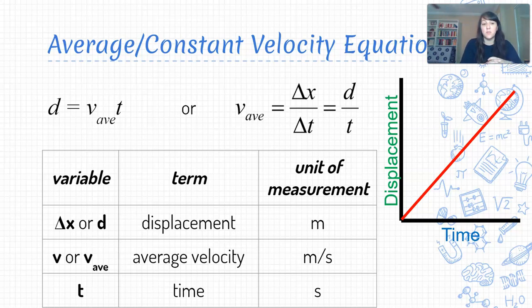So displacement is represented by either delta x, which again represents change in position, or we can just use the variable d for displacement. We typically measure that in meters, but we could use miles, feet, kilometers, any other measurement that shows how long or how far something is. The next variable is v or v-av. We do the little subscript there to indicate average velocity. If it's changing, we can find the average by just dividing displacement by time, or if it's constant velocity, we just plug that in right there. Typically measured in meters per second, but could be miles per hour, feet per year, whatever. And then t is for time, which we typically measure in seconds.